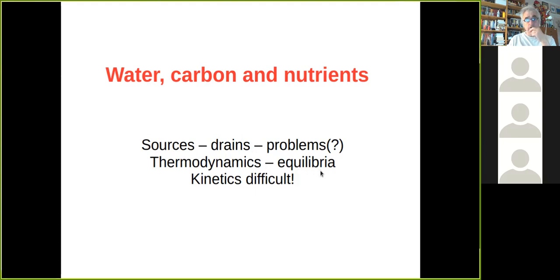We can go on to look at equilibria with thermodynamics. This is quite easy, although if there is a lot of hindrance, for example kinetic hindrance to thermodynamics, perhaps we won't have an equilibrium situation. So it's not always useful. It is useful for looking at water and carbon dioxide, but not necessarily in all respects. Kinetics could be difficult.